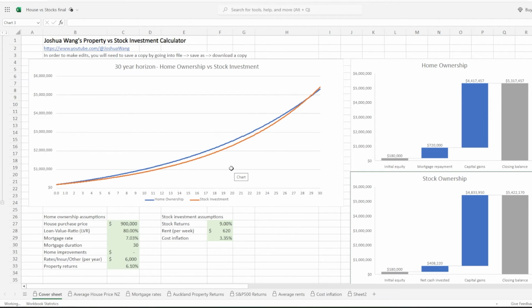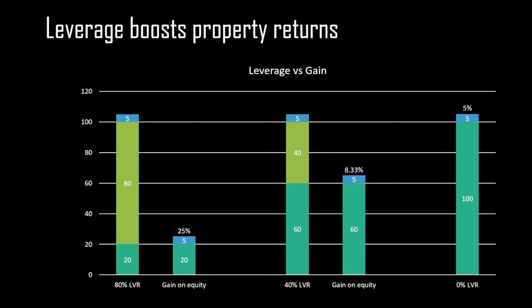And the reason for that is leverage. So I've created a chart over here that looks at how leverage boosts property returns. If you borrow 80% of the house value, or an 80% LVR, you're basically only putting in 20%. And a 5% increase in property prices will increase your return on investment by 25%, because 5 on 20 is 25%. However, if you have borrowed 40% of the house value, or a 40% LVR, a 5% increase in your house price means an 8.33% return on your equity of 60%.